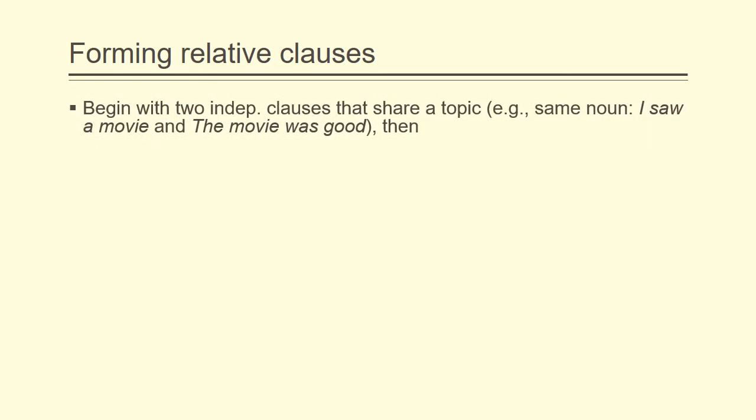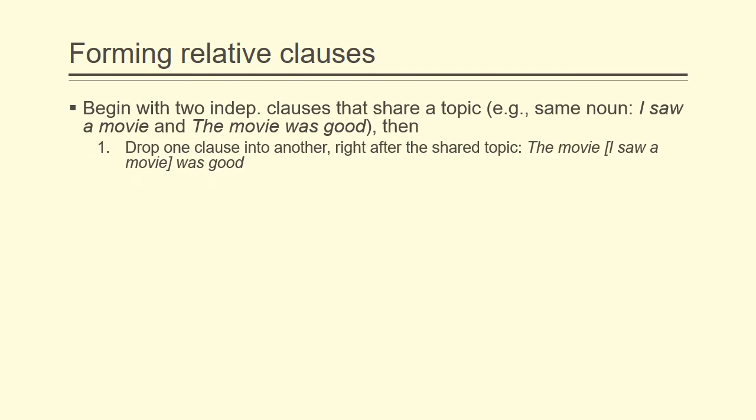So let's take a look at how to form relative clauses. As we saw in the previous example, we begin with two independent clauses that share a topic. That topic may typically be something like the same noun, so that we have the clauses I saw a movie and the movie was good, obviously sharing that same noun, movie. And then we drop one clause into the other right after the shared topic. So we simply take I saw a movie and we drop it in immediately after the shared topic, which is the movie. And that then becomes the movie I saw a movie was good.